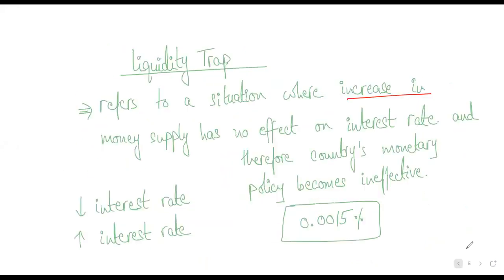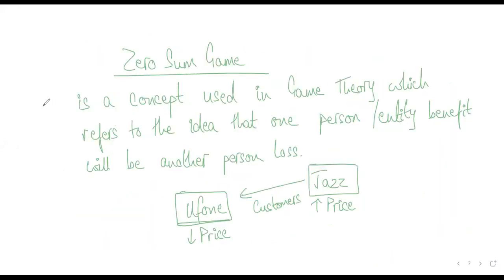So this is what a zero-sum game is. So you'll explain this in your own words. You can use the exact same definition that I explained over here. A zero-sum game is a concept that is used in game theory, which refers to the idea that one entity's benefit will be another entity's loss. And what example can you give for that?